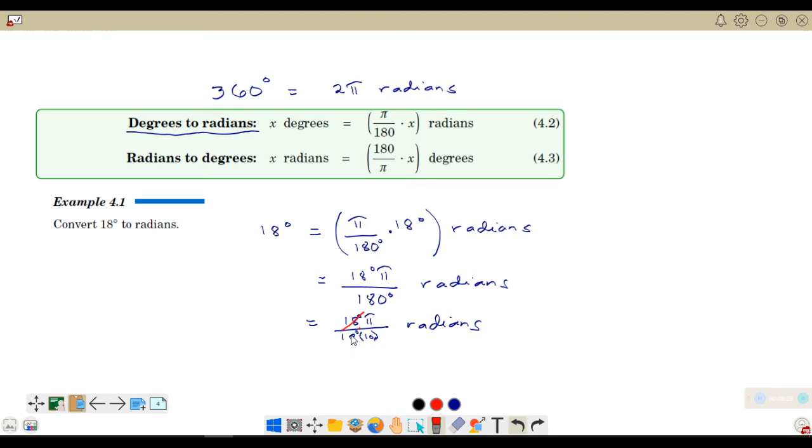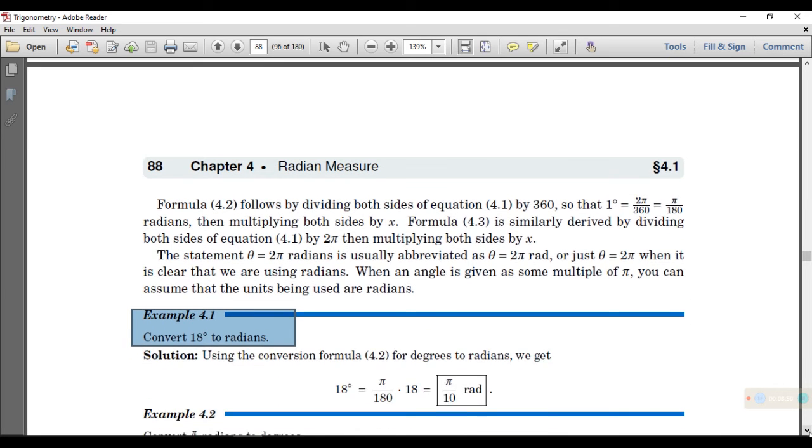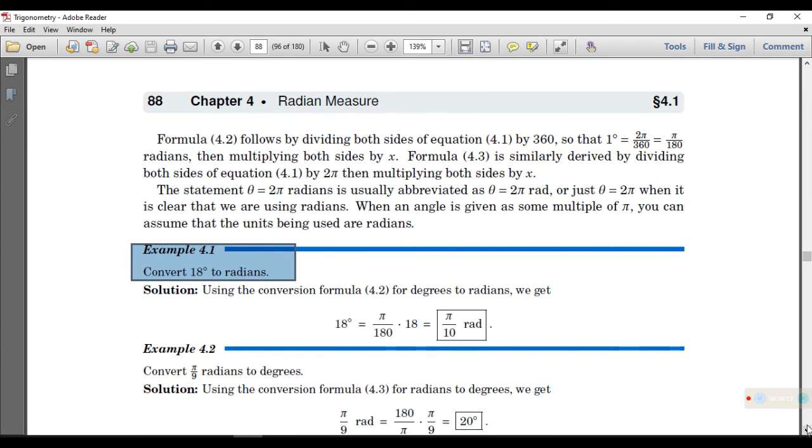So, tanggal na si 18 degrees, 18 degrees. You will end up with pi over 10 radians. Take note, kapag naka-radian measurement na kayo, wala na dapat symbol ng degrees na matitira. Okay? Okay. Let's move forward to the other example.